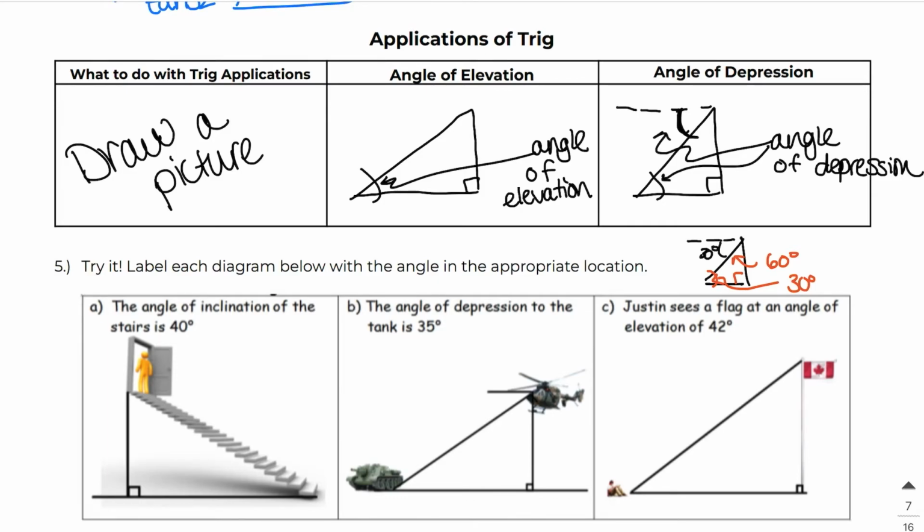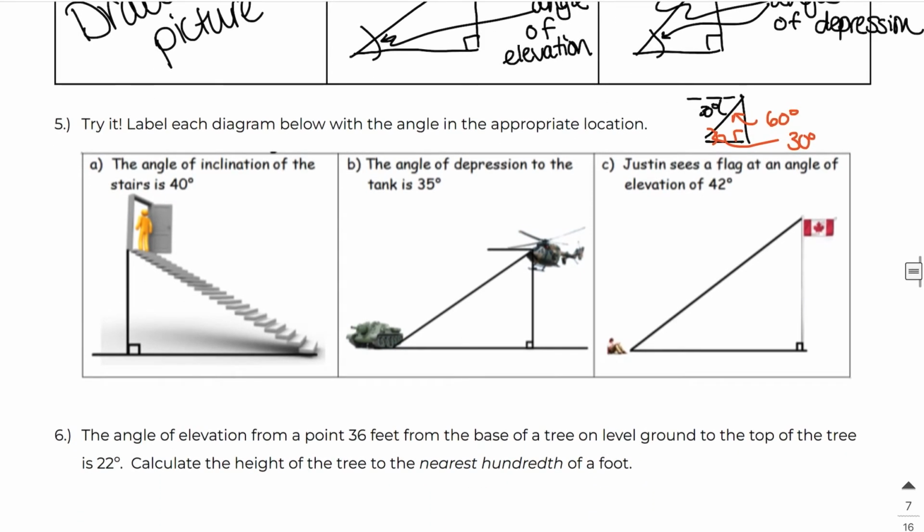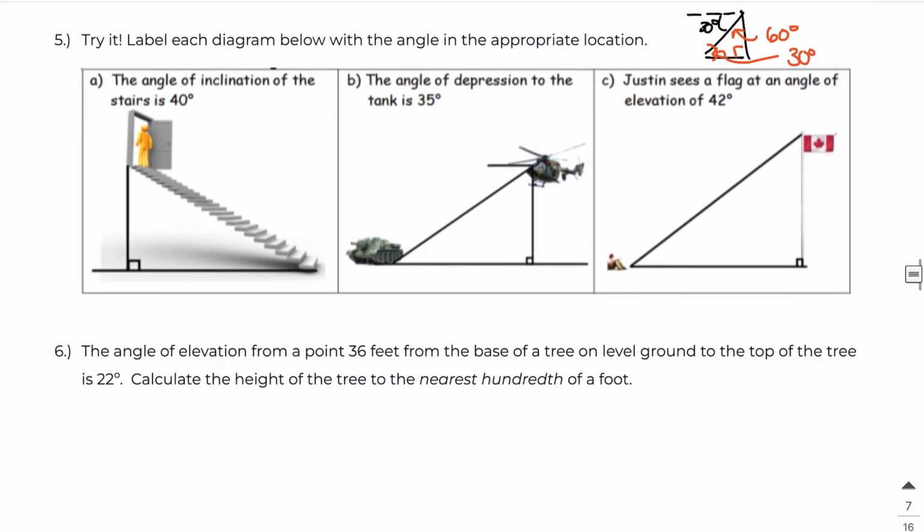Okay? So let's try it. Label each diagram below with the angle in the appropriate location. In question A, it says the angle of inclination of the stairs is 40 degrees. So this right here would be 40 degrees. In question B, it says the angle of depression to the tank is 35 degrees. So it's going down. This right here would be 35 degrees.